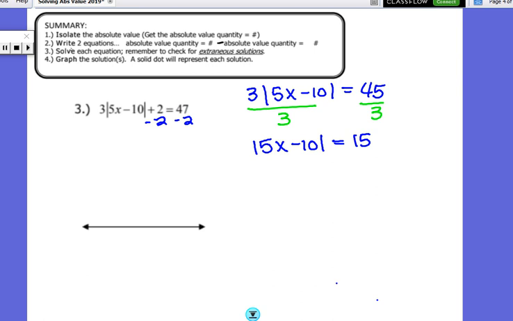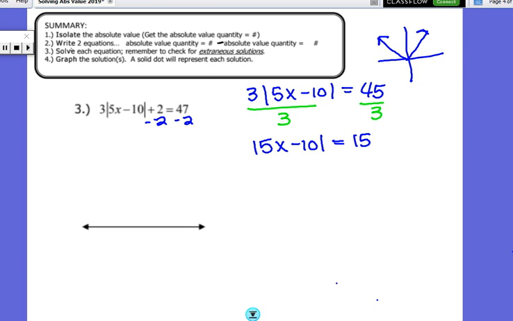All right, now I've got it isolated. Well, this is a little bit more complicated because we've got that 5x minus 10. So I'm going to have to do a little bit more work. I'm going to go to step 2. I'm going to write two equations. Remember, an absolute value can be written as a piecewise. We have one side that has a positive slope and the other side that has a negative slope. Because anytime we take the absolute value of a positive number, we get a positive number, and anytime we take the absolute value of a negative number, we get a positive number.